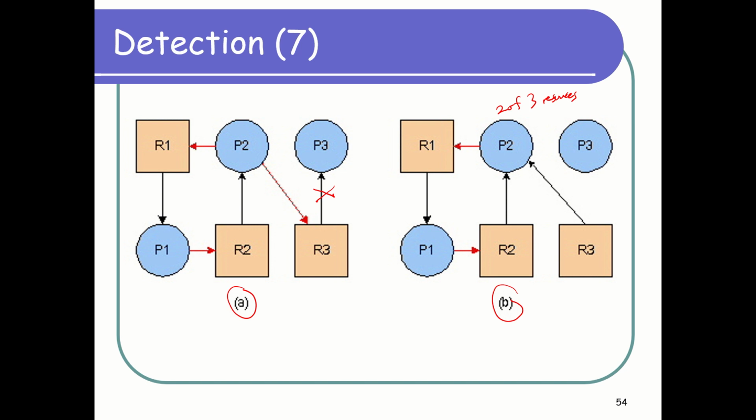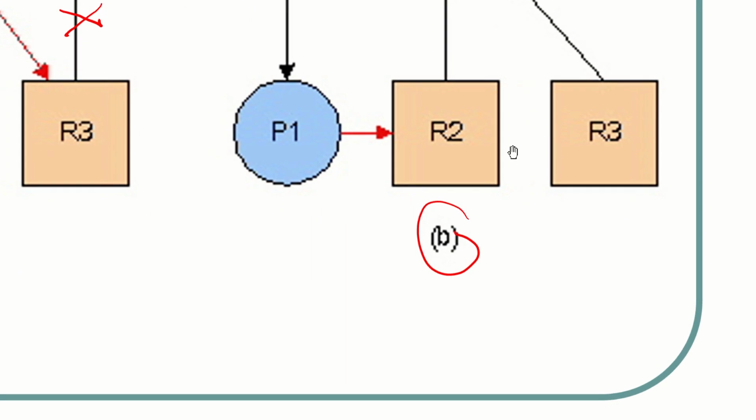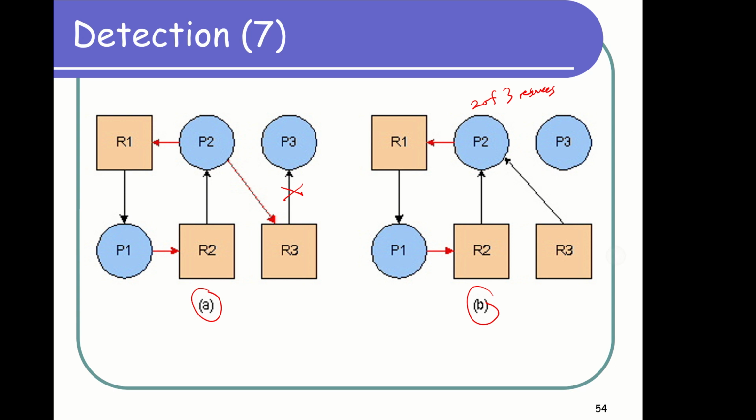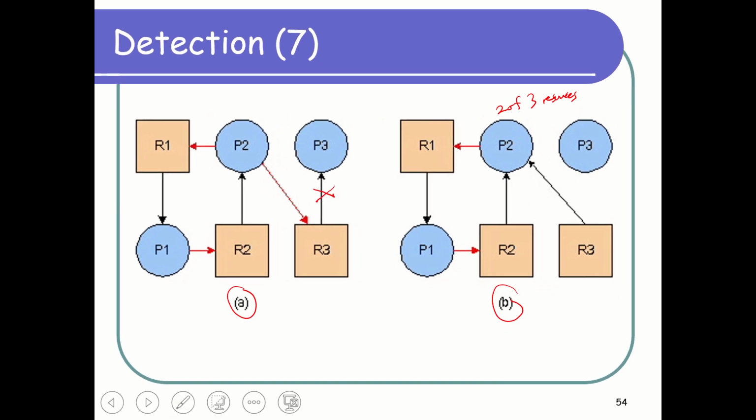P1 needs R2, but R2 is serving P2. So P1 is waiting for P2 to release R2, and P2 is waiting for P1 to release R1. You see the deadlock here. P1 wants to access R2, but R2 is serving P2, so it is blocked. P2 wants to access R1, but R1 is serving P1, so it is blocked. The system deadlocks because both processes are waiting for the other to release the resources they require. So the system is in a deadlock situation.